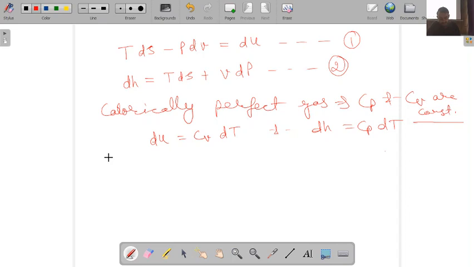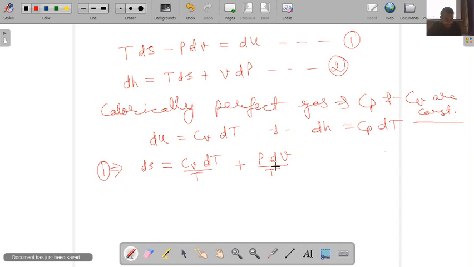Now using these formulations for a calorically perfect gas, equation 1 becomes: I divide throughout by T, and bring all other terms to the right hand side. So ds equals du as Cv times dT, divided by T, and the PdV on the right hand side becomes positive, so plus PdV by T.